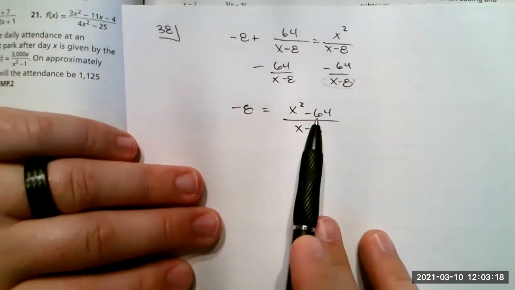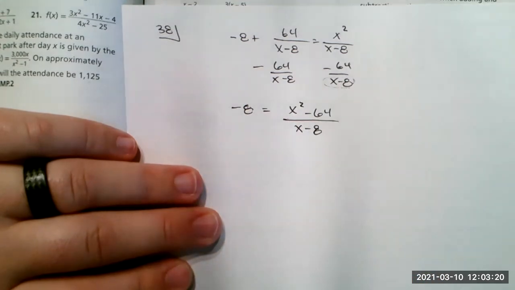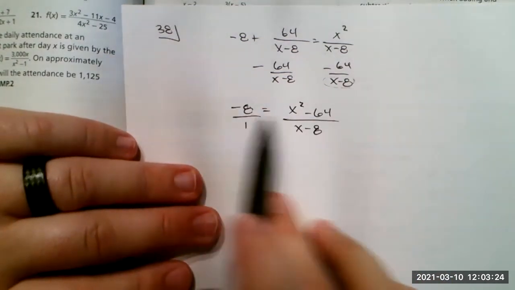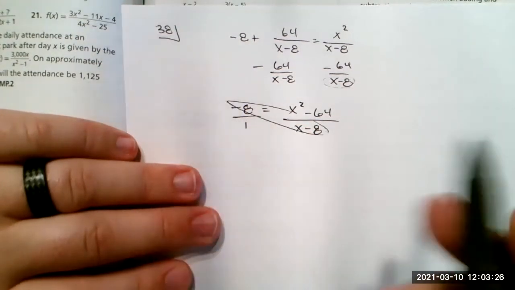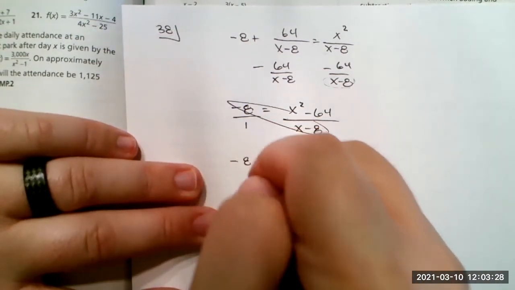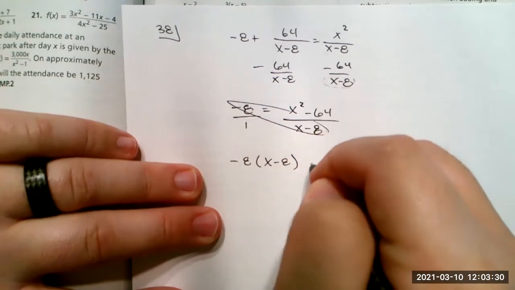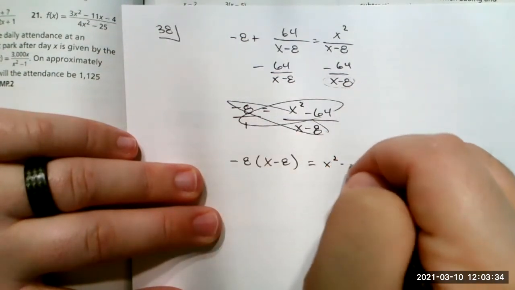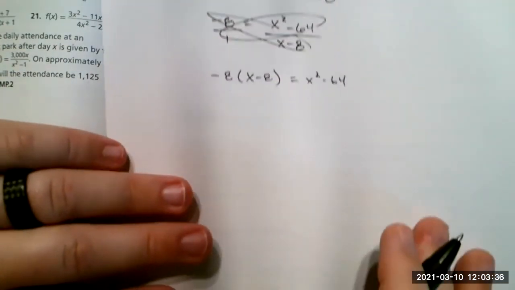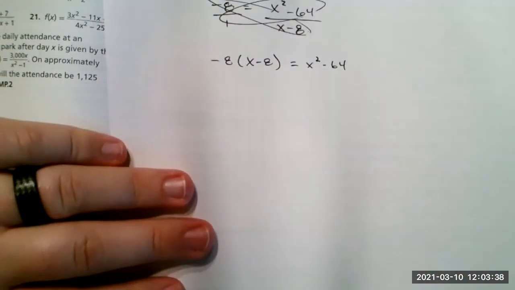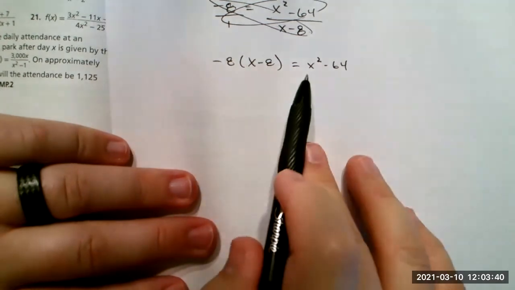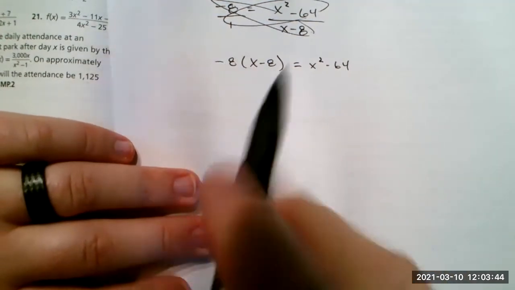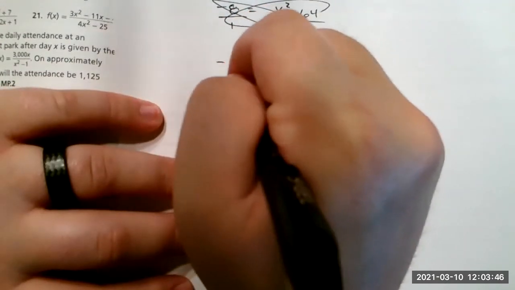x squared minus 64. The common denominator is x minus 8. I got two fractions, one on each side. I'll do that cross multiplication. So negative 8 times x minus 8 equals x squared minus 64. Distribute, combine like terms, solve. I'm seeing an x squared, so I know I'm going to have to factor this. So let's distribute the negative 8.